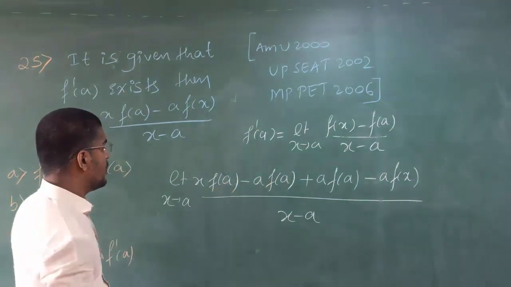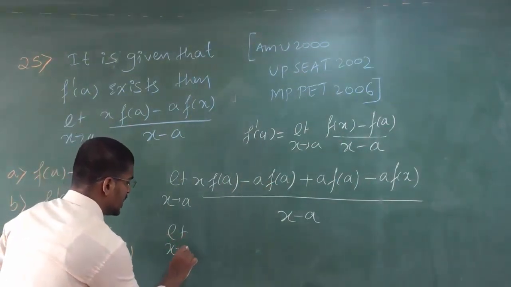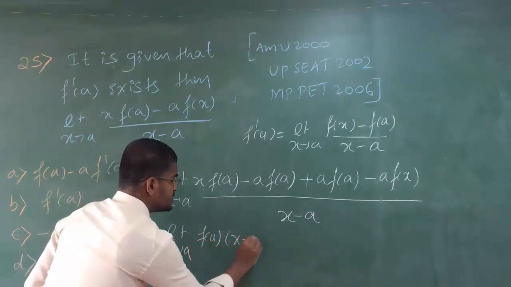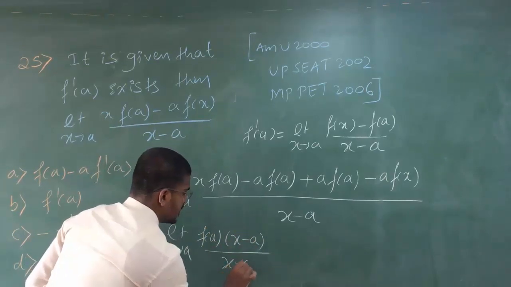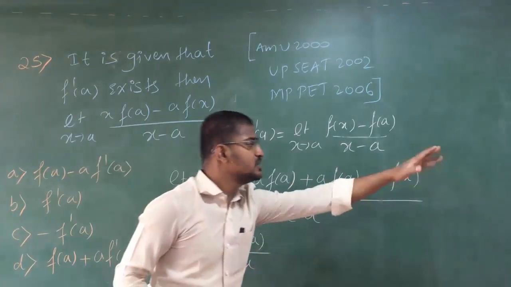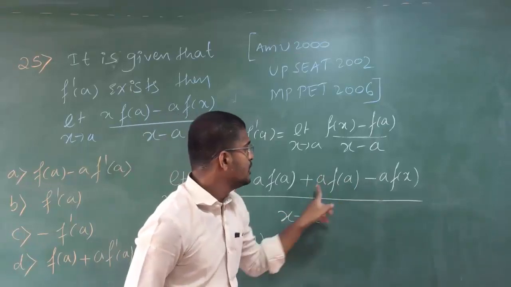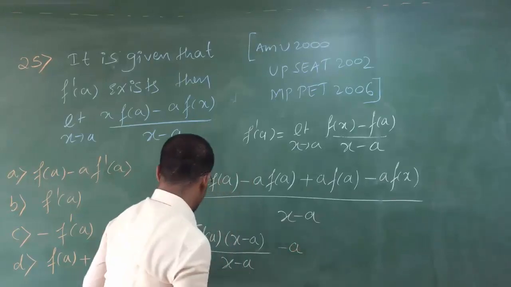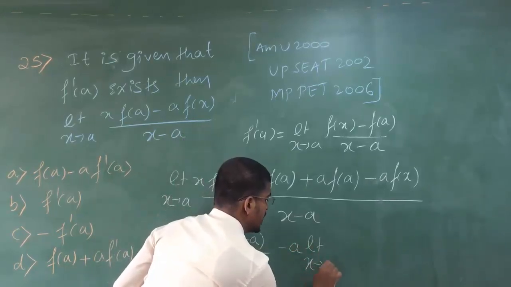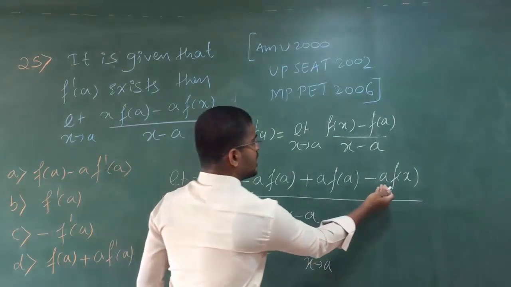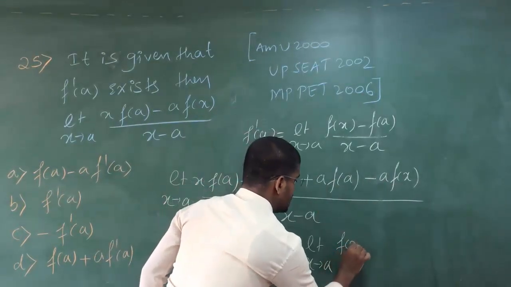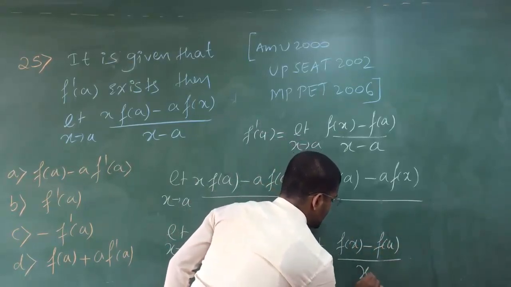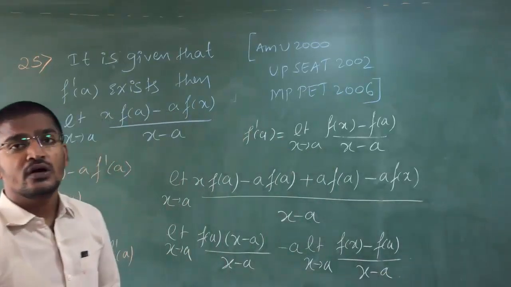From this what you can have, that is limit x tending to a, take these two terms, f of a common, x minus a divided by x minus a. Now separate this term. I will take minus a common. Clear? If I take minus a common, limit as it is, limit x tending to a, what you are going to have? f of x minus f of a divided by x minus a you are going to have. Clear?